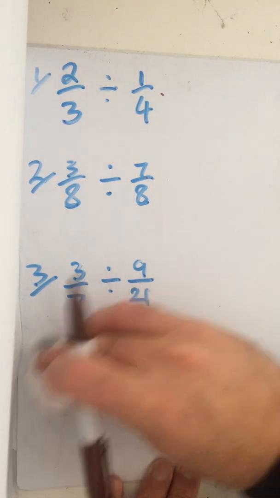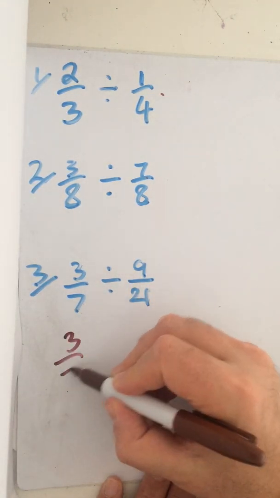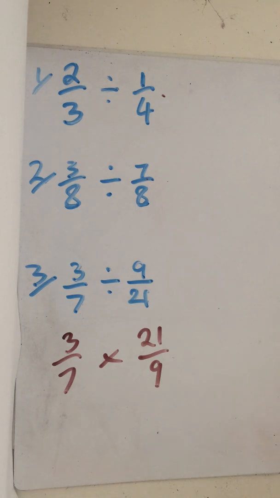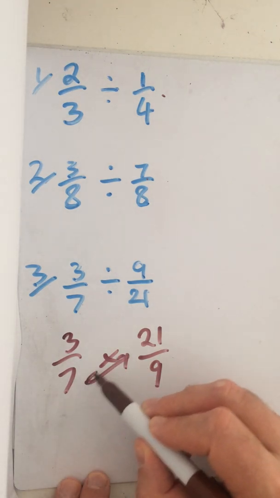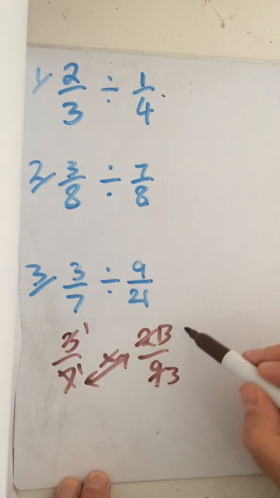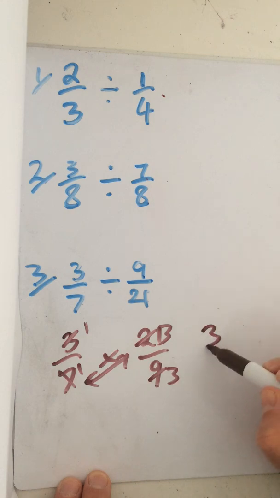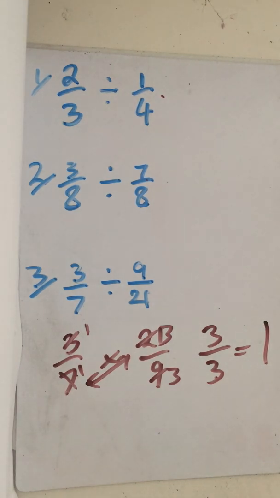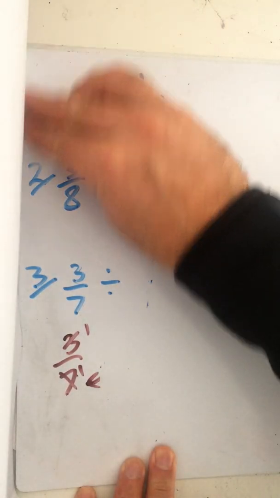Okay, last one, keep, flip, change. Definitely chances to cross simplify here. 7, 3, 1, 3. 1 times 3 is 3. 1 times 3 is 3. How many 3s in 3? 1. So amazingly, 3/7 divided by 9 21ths is equal to 1. Hopefully you're all good with those.